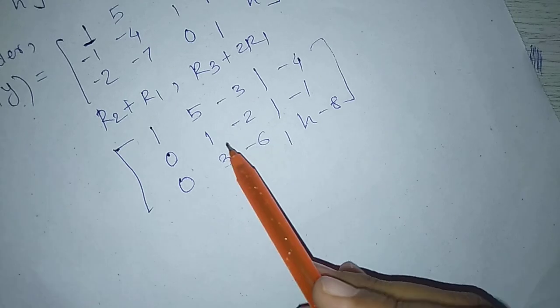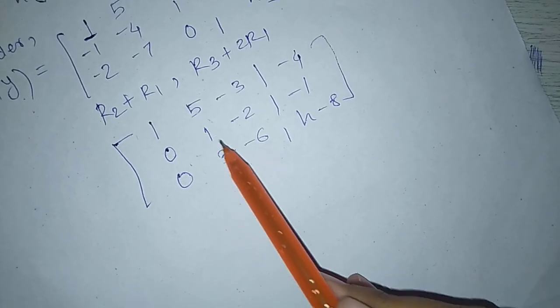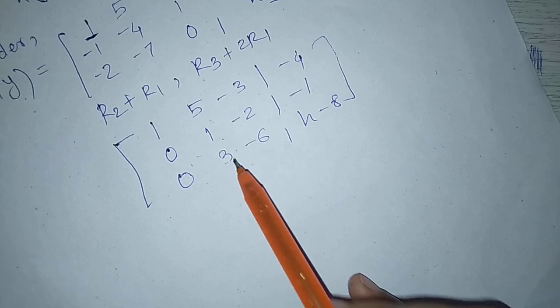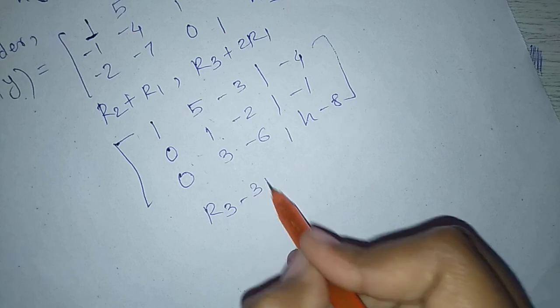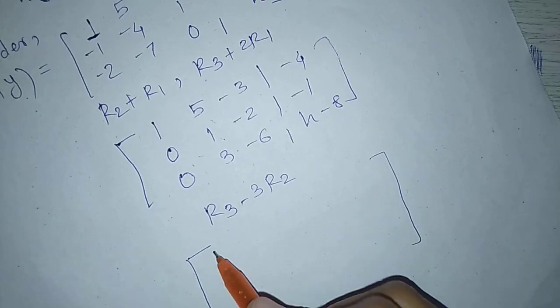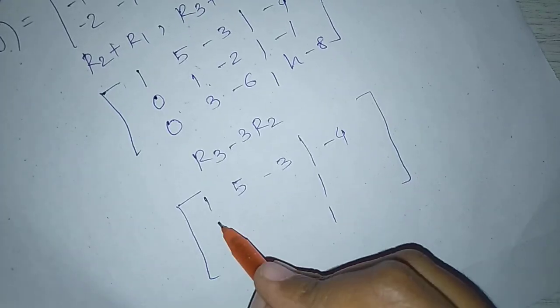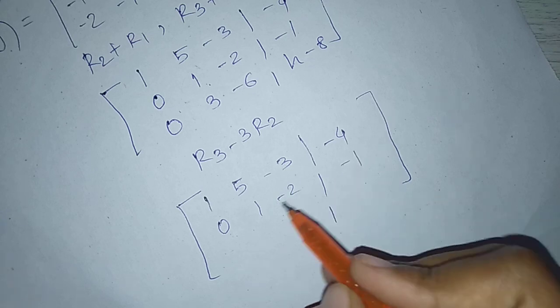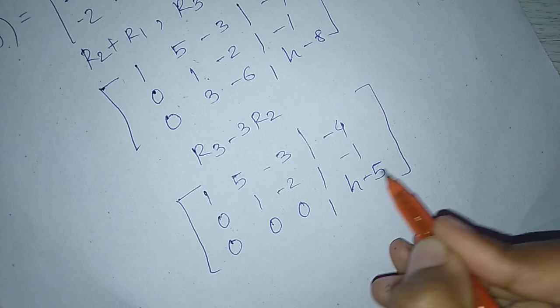Now in the second row, the first non-zero entry is 1. To make the entries below this pivot 0, using the row operation R3 minus 3R2, we get the first two rows as they are, 1, 5, minus 3, minus 4 and 0, 1, minus 2, minus 1, and the third row becomes 0, 0, 0, H minus 5.